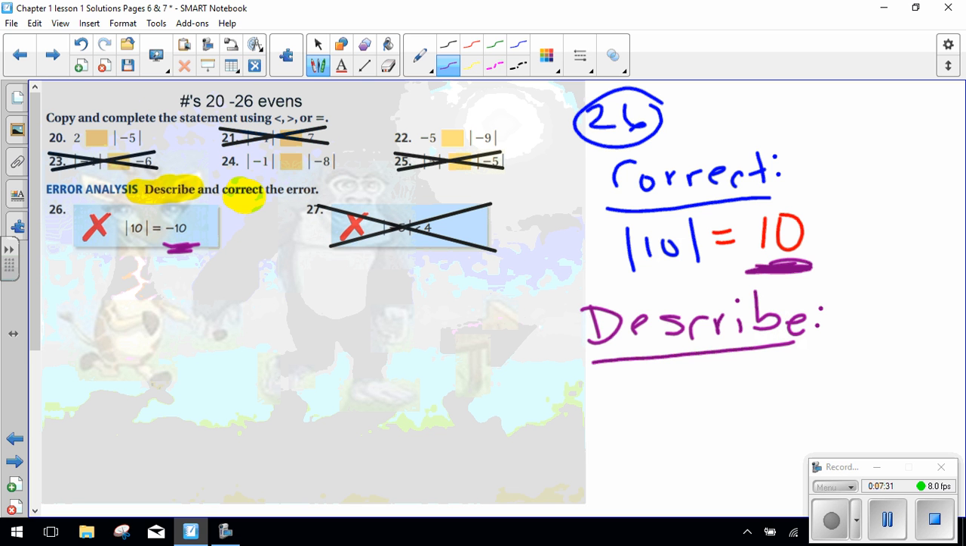So what's the error? What the student did, and I'm just going to say it to you instead of writing it out, the student took the opposite of 10, which they got negative 10, but absolute value is not opposite. So absolute value measures how far this number is from 0. So in your description, you're going to write, the student took the opposite of 10 instead of taking the absolute value of 10. Right, when you're done with this, let's move on to the next slide.